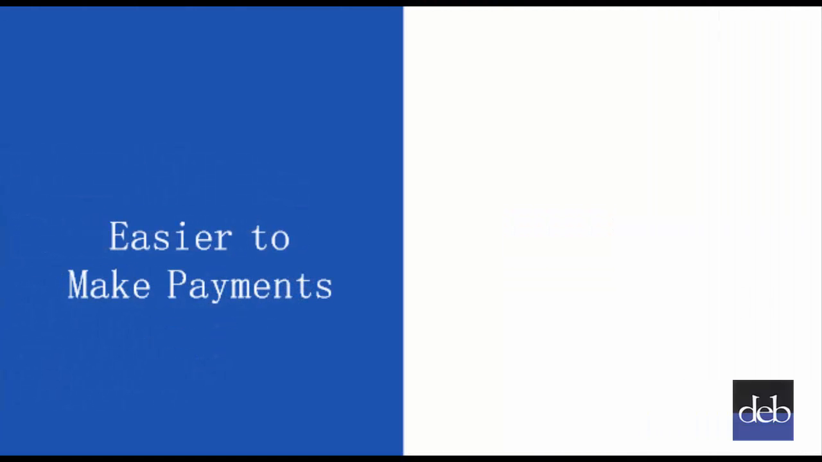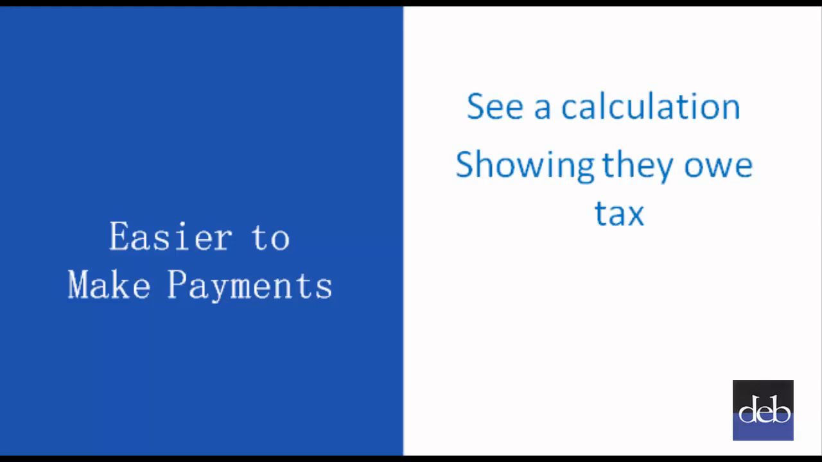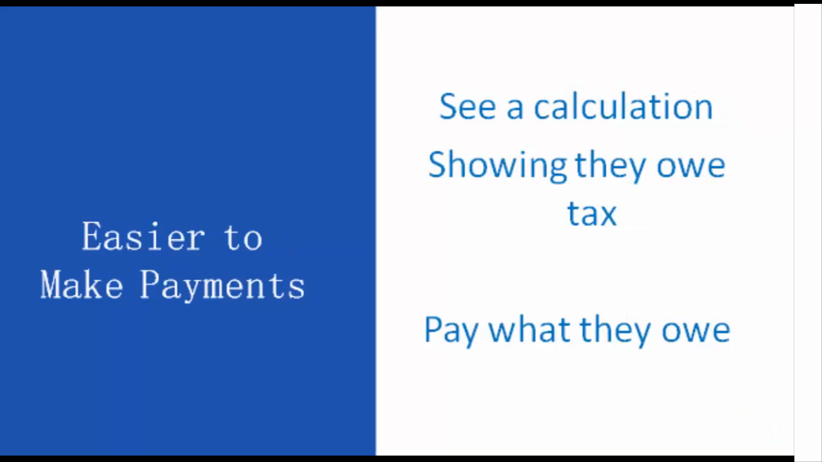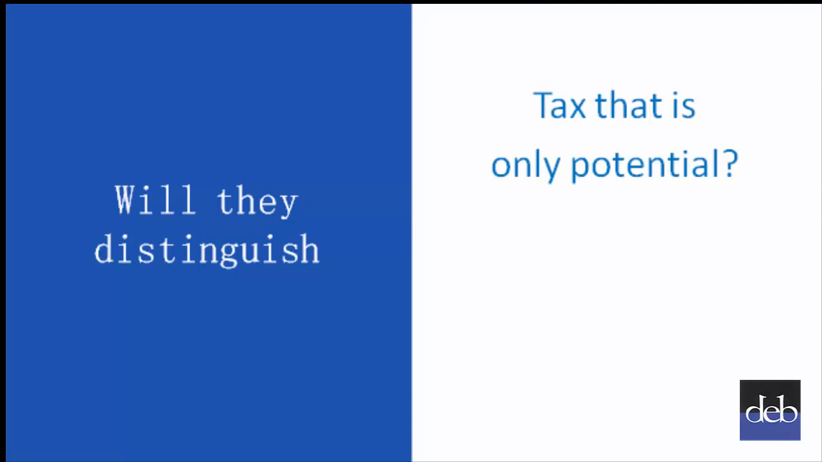They say they will make it easier to make payments. A new system of online billing will mean that anyone owing tax will be able to see a calculation and pay what they owe. Do you think they'll separate out the tax that's only potential and not due for payment yet, and correctly advise taxpayers that it is not yet due?